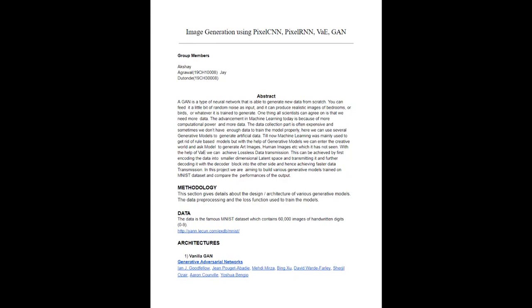A GAN is a type of neural network that is able to generate new data from scratch. You can feed it a little bit of random noise as input, and it can produce realistic images of bedrooms or birds or whatever it is trained to generate.